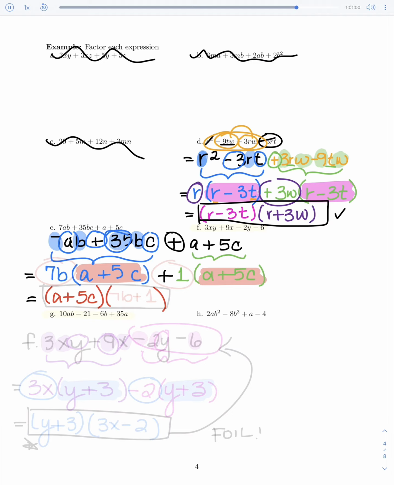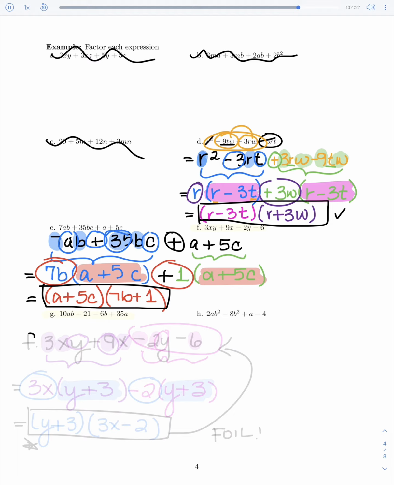Well, what's left over after you pull out an A plus 5C from both terms is the 7B plus 1. So that'll be left over in the other set of parentheses, the 7B plus 1. And that will be our final answer. Had you reordered this instead, you would have gotten the 7B plus 1 first and the A plus 5C second, but it would have been the exact same answer, or at least equivalent.